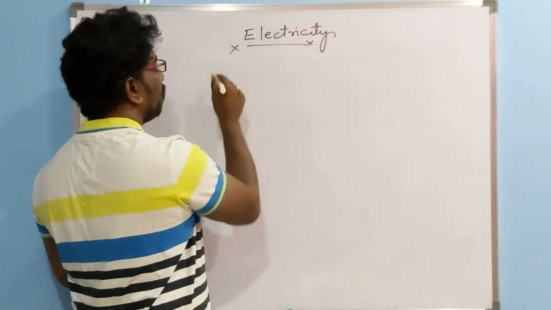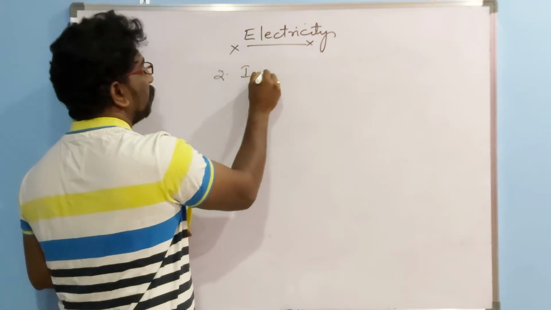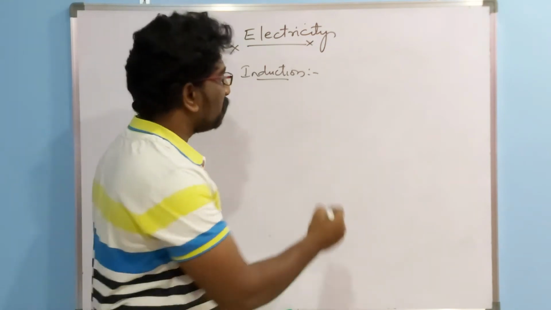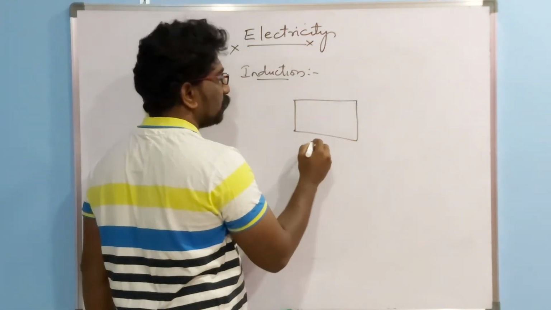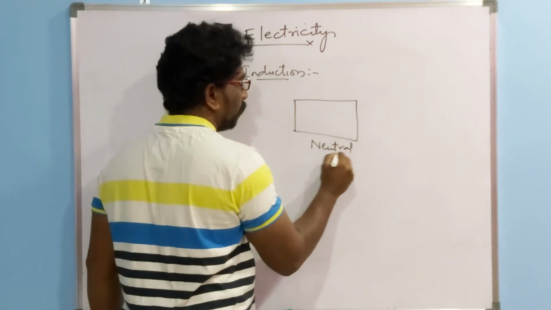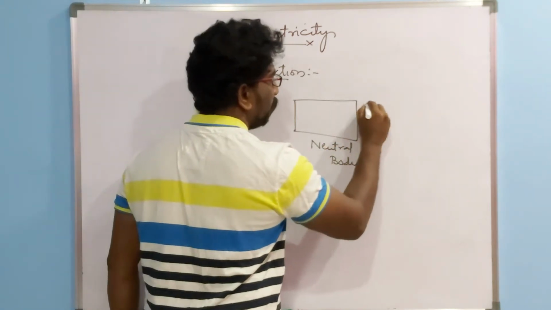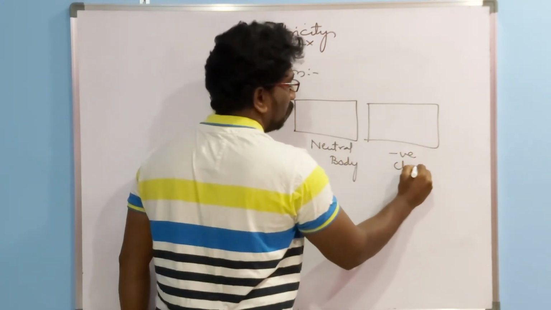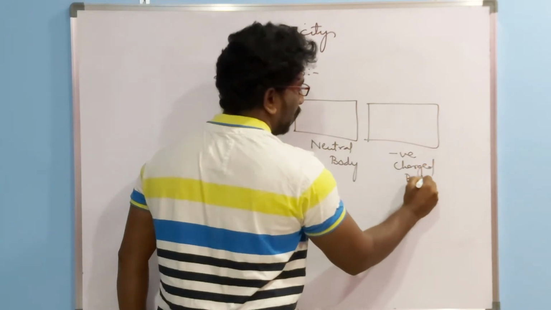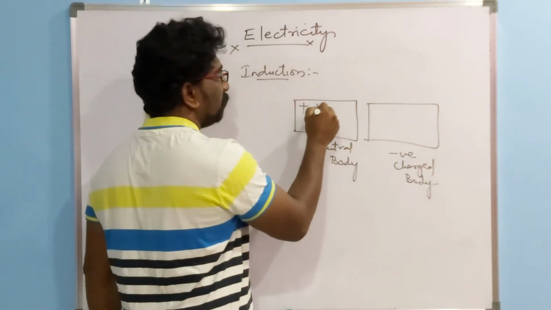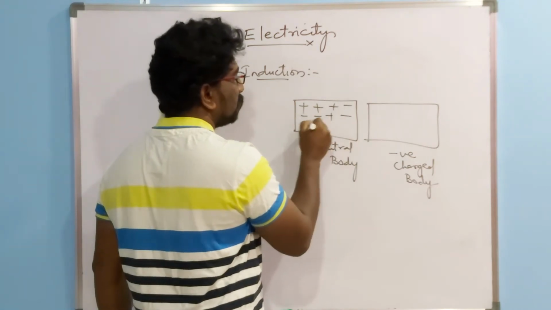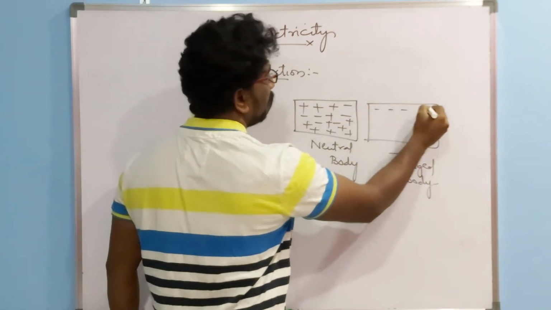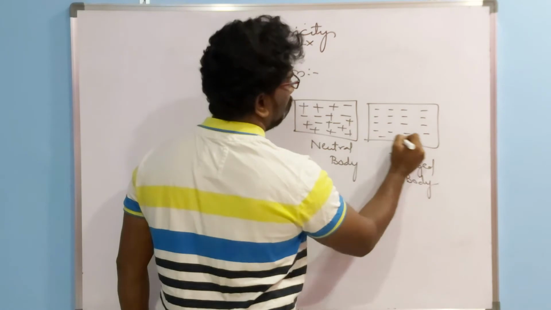The next kind of electrification method is the induction method. In the induction method, you will have two bodies: one is a neutral body and the other one is a charged body. Since they have taken positive charges, I will consider here a negative charged body. The neutral body will have an equal number of positive and negative charges, so randomly I am putting some positive and negative charges here. It's a negative body, so it will have all the electrons, all the negative charges.